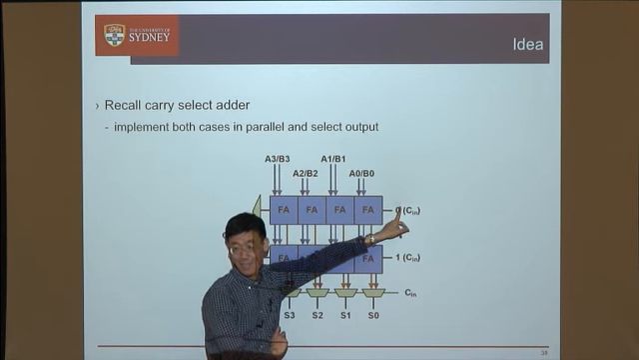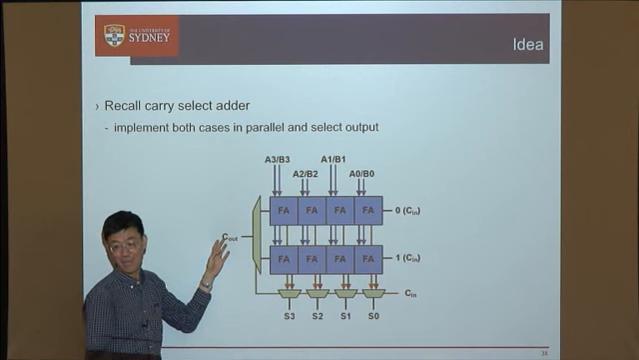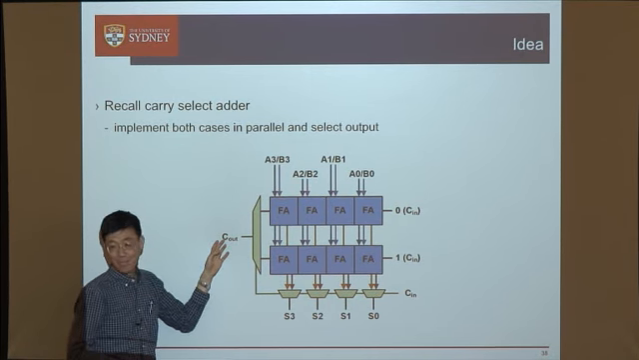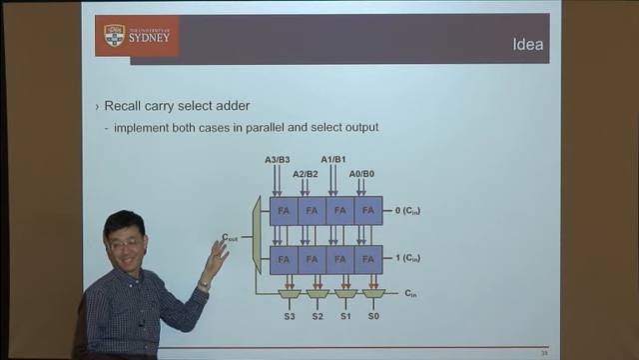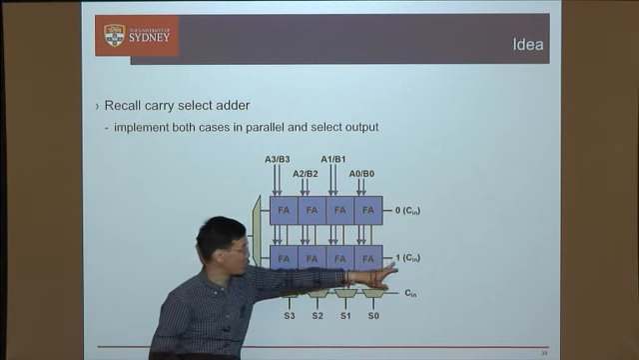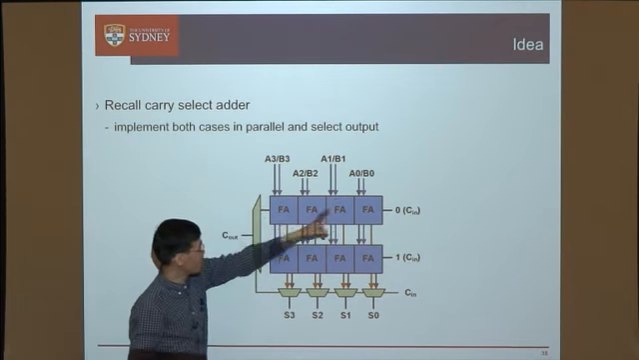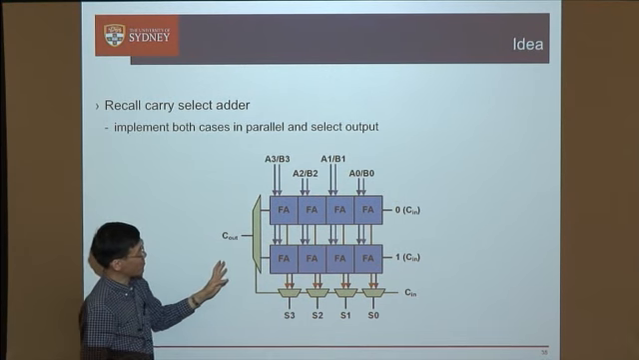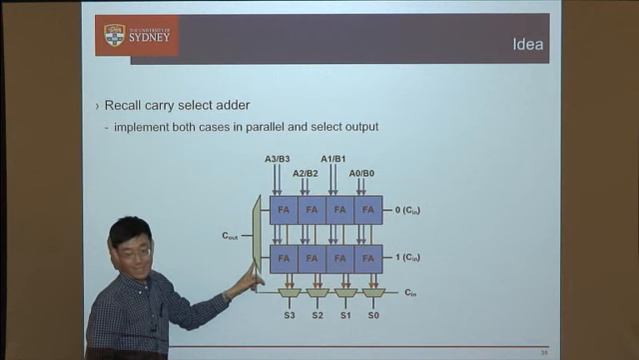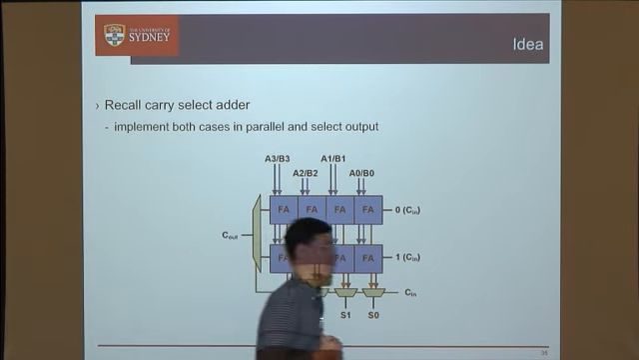So from the carry input to the output is the longest path. And the way we make this shorter is we say, okay, I don't know what it's going to be. I'll play both hands. I'll assume that the input was 0, and I'll have the hardware for that. And I'll assume that the input was 1, and I'll have the hardware for that. And so the critical path is shorter. And when I know what my carry should be, I'll put that in here, and I'll select what the correct output should be.